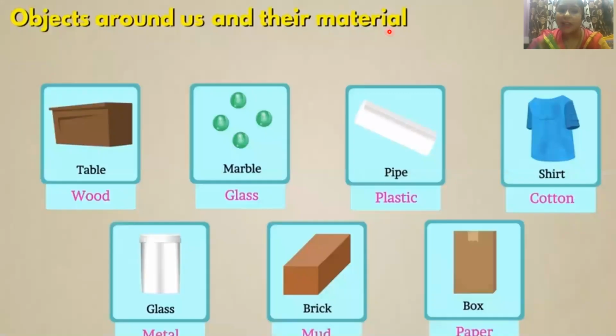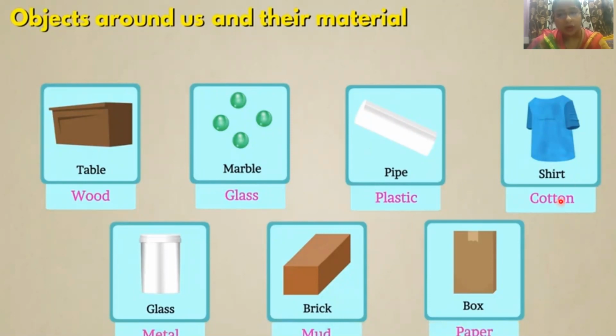Now objects around us and materials. Table is made from which material? Table is made from wood. So wood is a material and table is an object. Marble is made from glass. So glass is a material, marble is an object. Pipe is made from plastic. So plastic is a material, pipe is an object.